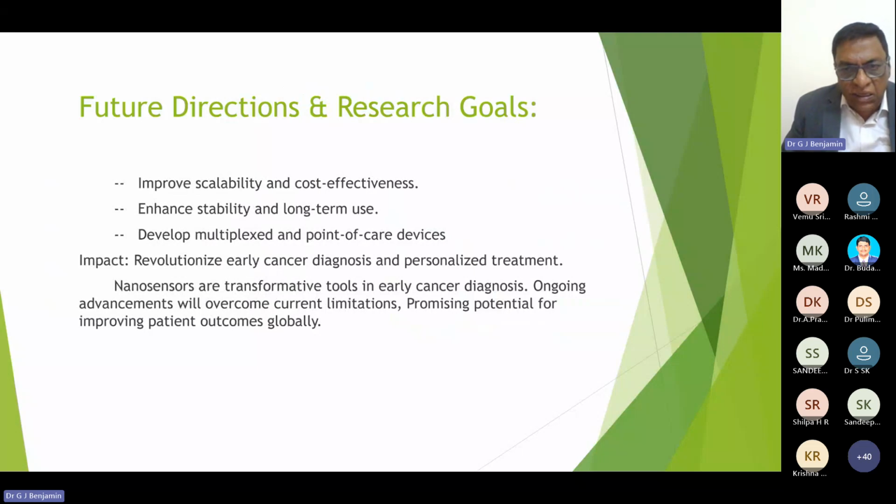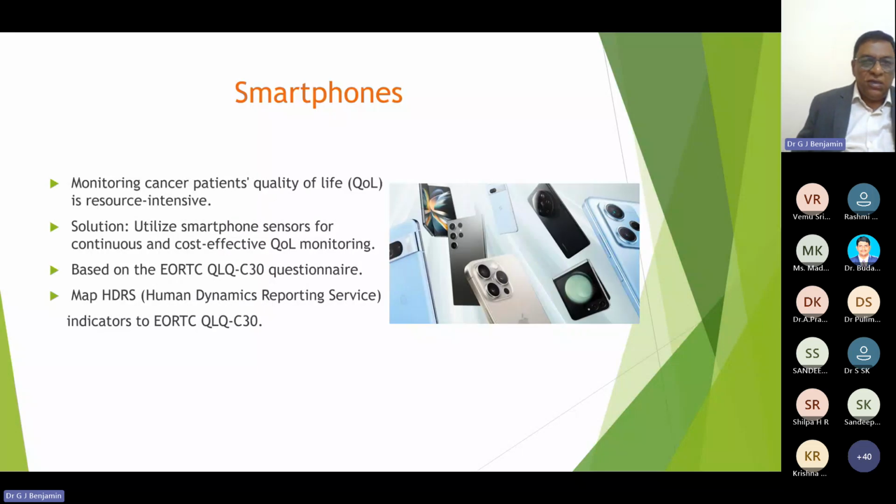Personalized nanosensors improve cancer diagnosis and are transformative tools in early cancer diagnosis. The ongoing advancement will overcome current limitations, promising potential for improving patient outcomes globally. The next thing that we are thinking about is smartphones.